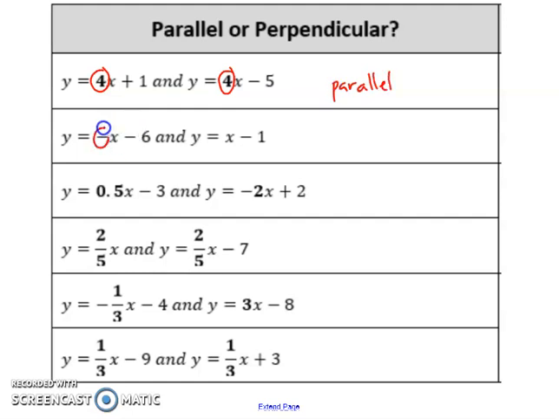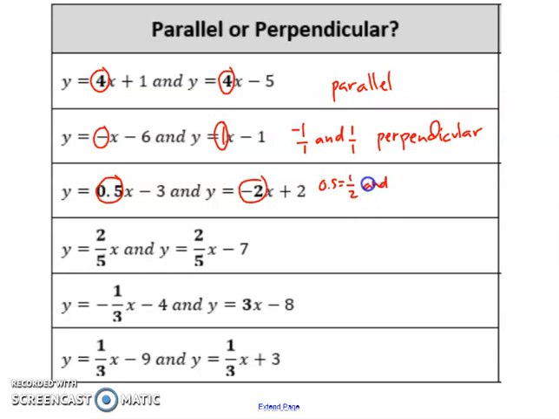I look here, -1, and then I have +1. So I flipped them, right? It's the same, but I took the negative, so this is actually perpendicular. Next one, 0.5 and -2. I know that 0.5 is the same as 1/2. So I have 1/2 and then I have -2. These are also perpendicular.